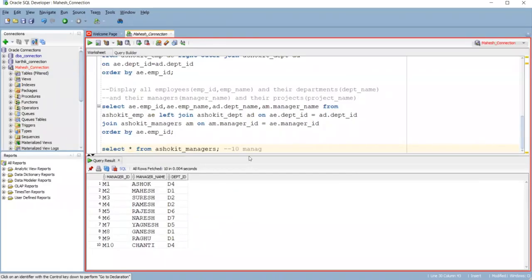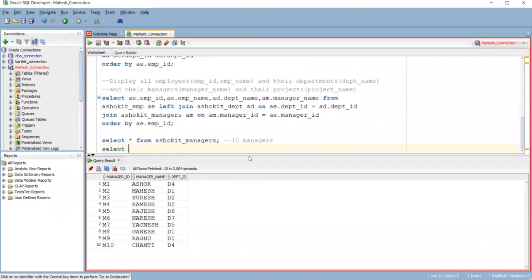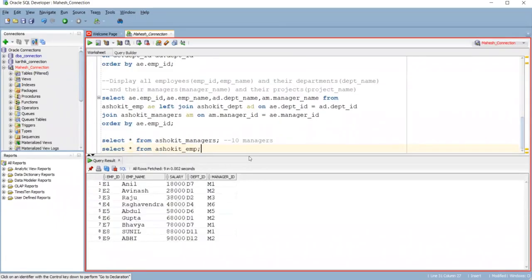10 manager records we have. Right, sir. So just verify it for the employee. Every employee is mapped with respect to the managers or not? Is there any employee mapped with a non-existing manager in the managers table? Tell me, sir.